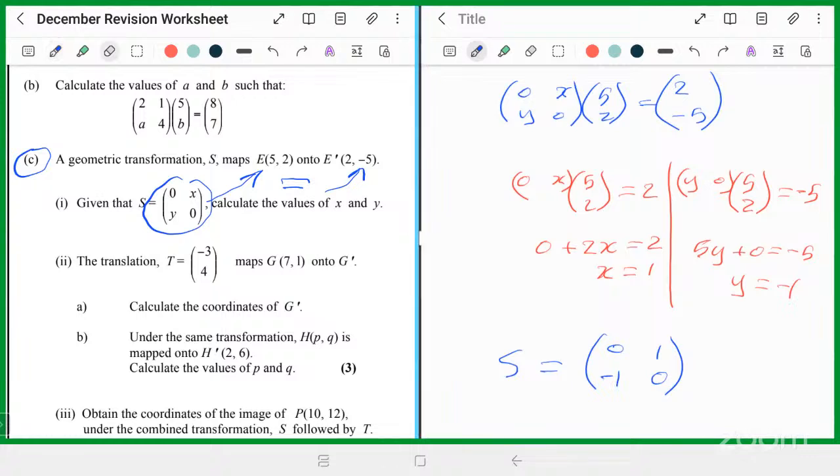All right. That's the first part. The second part says transformation T maps this point onto G prime, and I want us to work out what G prime is. How translation works, you add the translation matrix to the point, or to the vector for the point.